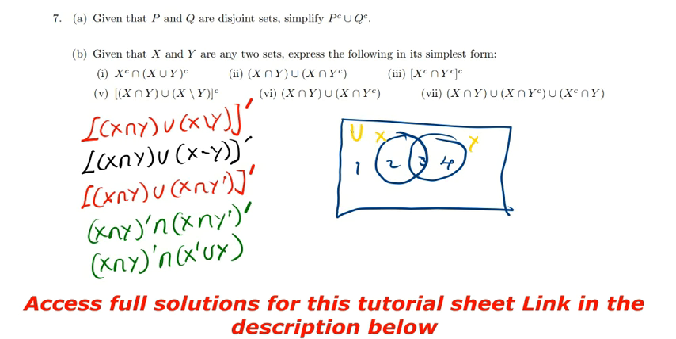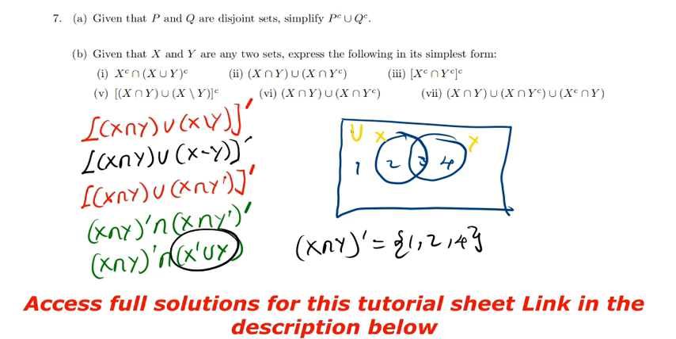So let's start with x intersection y complement. X intersection y complement simply means elements which are not found in the intersection. We only have 3 in the intersection, so every element which is not in the intersection is x intersection y complement. This will be our final result.